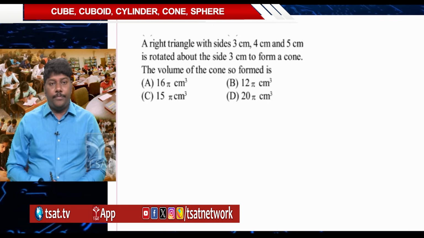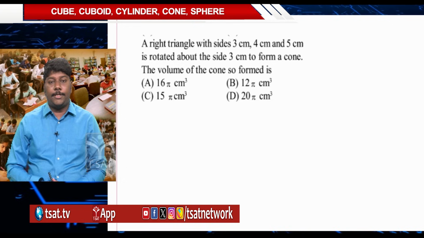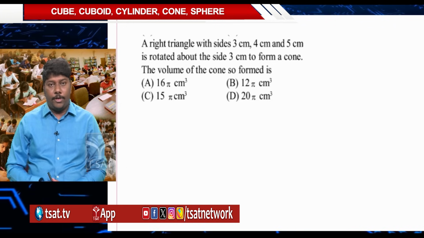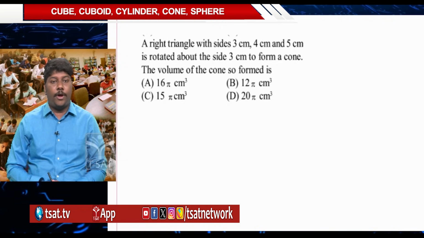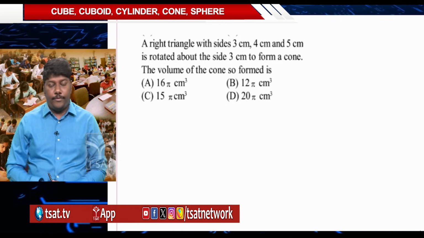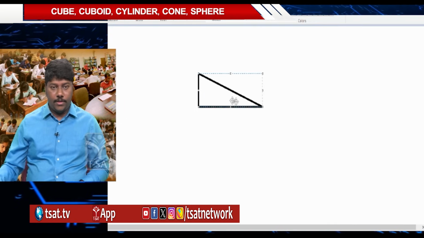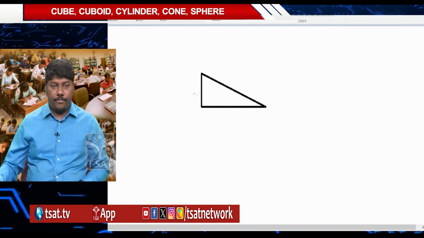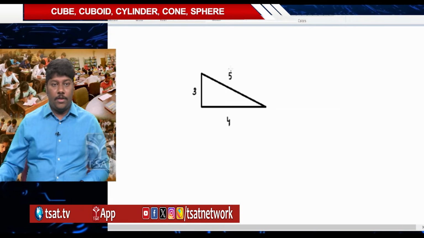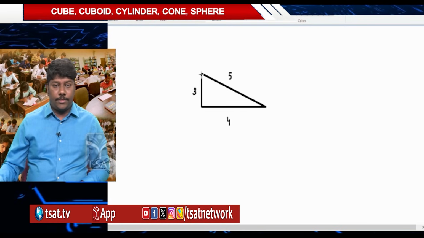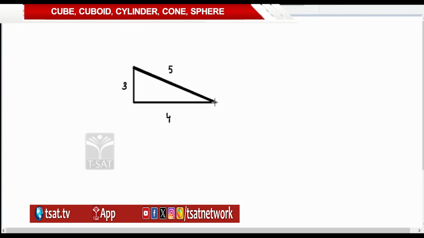The right triangle with side 3, 4, 5 centimeter is rotated about a side 3 centimeter to form a cone. You are rotating a right angle triangle about the side 3 centimeters to form a cone. The volume of the cone so formed is, the sides are 3, 4, 5. If you rotate it, just take a line like this. You are rotating it about side 3.